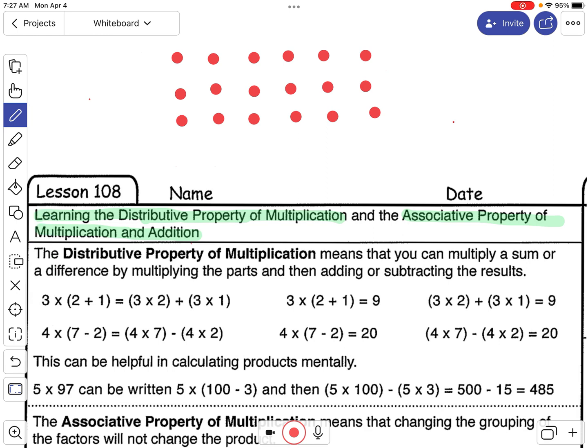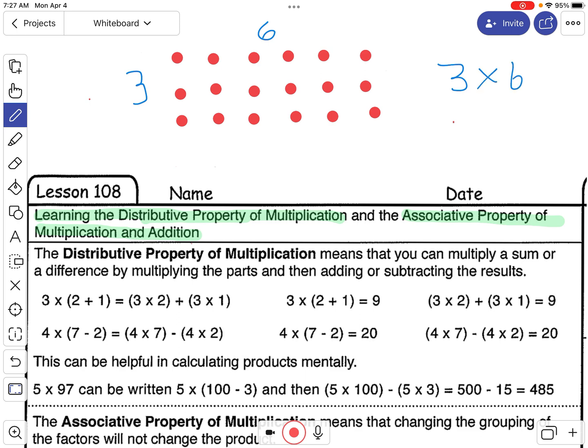So here we go. I've built an array out of red dots. It's not real well organized, but I did my best there. And on this array, we have 3 levels, and each level has 6 dots on it, right? So what we have here is 3 times 6.